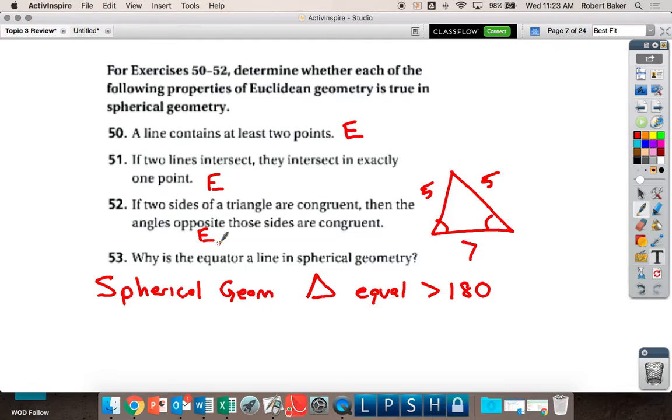Psych. Why is the equator a line in spherical geometry? Because it goes all the way around. Circumference. It's a great circle. Nailed it. The actual book definition is it's a great circle. It is the circumference of the world.